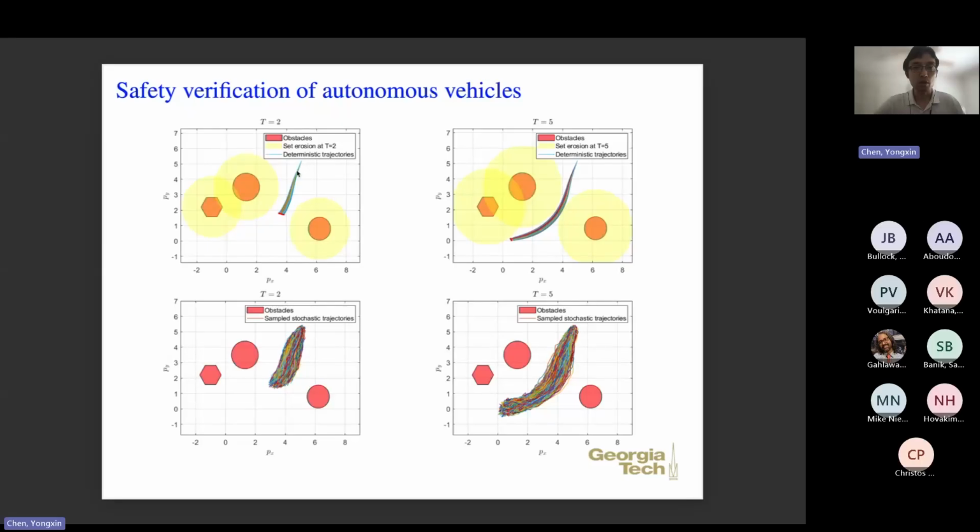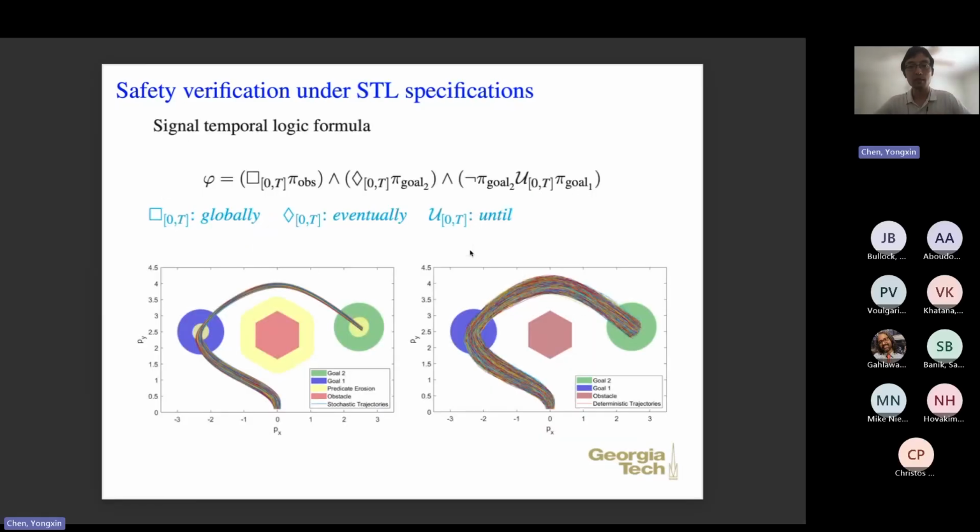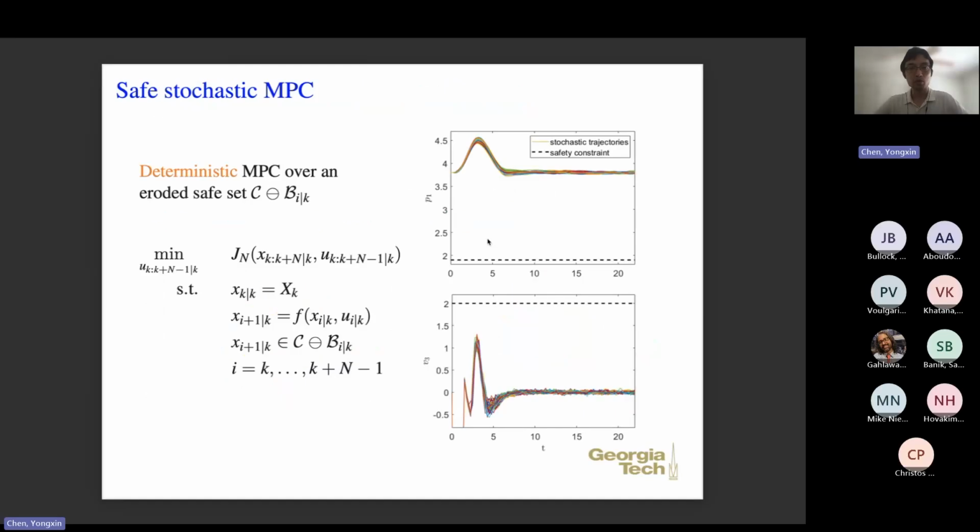Then if you can ensure the deterministic system, which doesn't have any randomness, doesn't intersect with this enlarged obstacle, in this way you can ensure the original stochastic system does not intersect with this obstacle with high probability. So you can do this for an autonomous vehicle. You can do this even for more complicated tasks, which involve signal temporal logic, is more or less the same. And you can also do safe control on top of that.